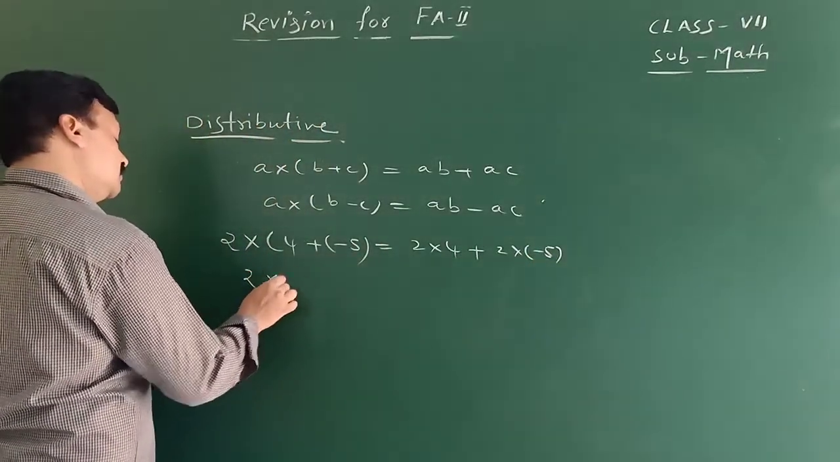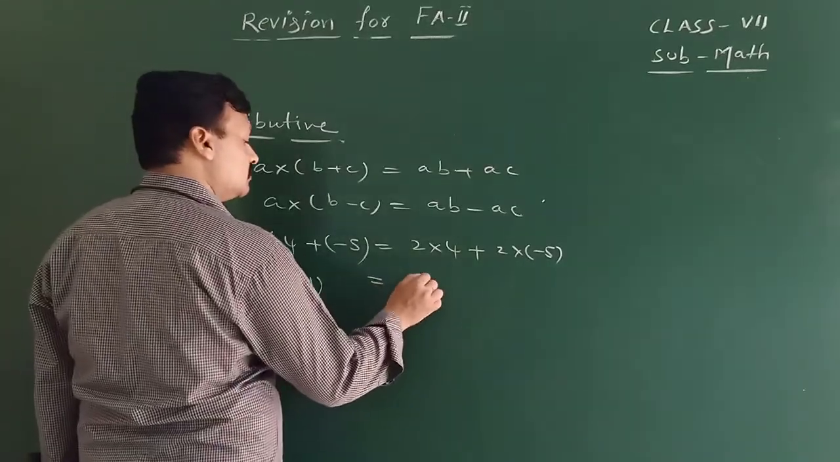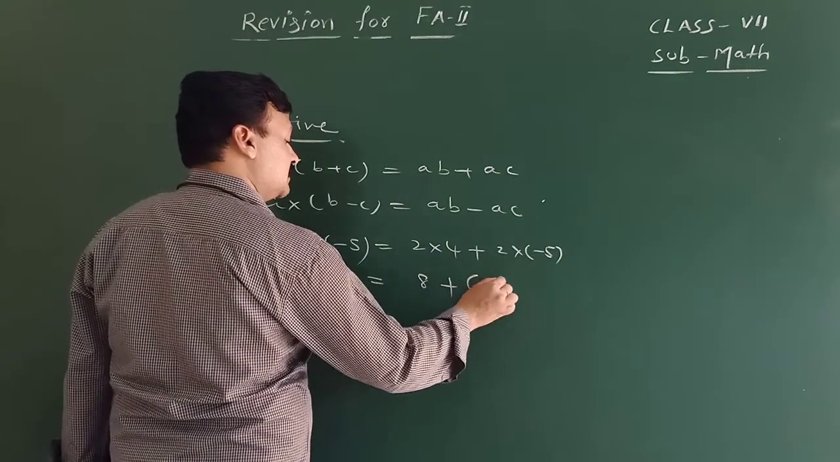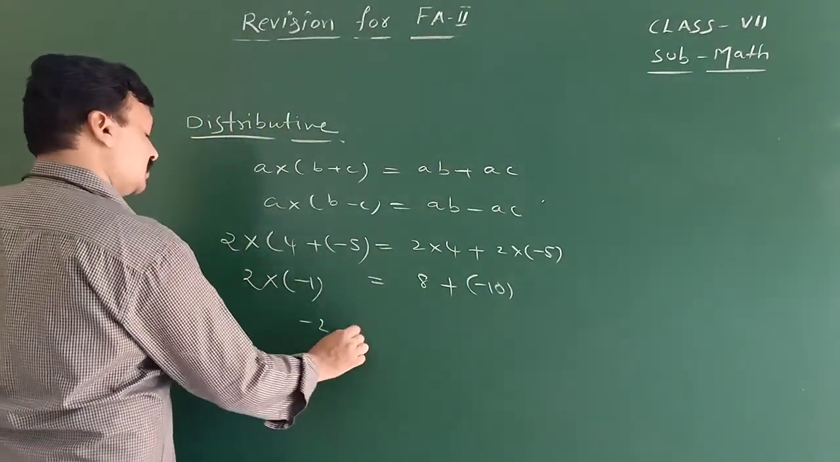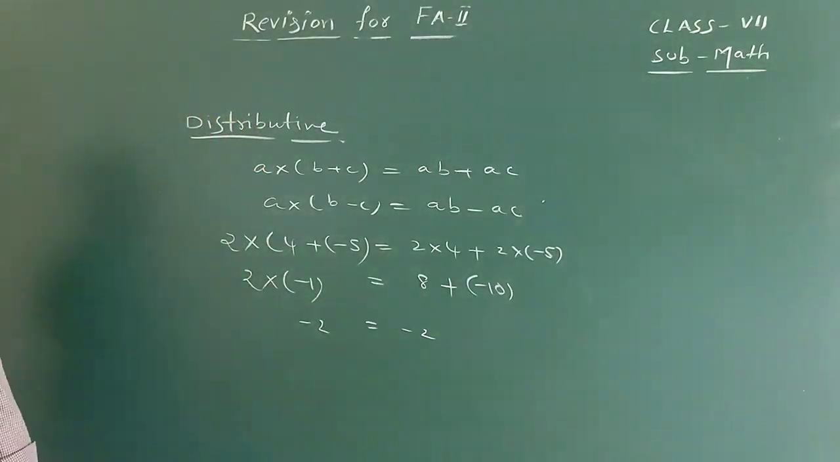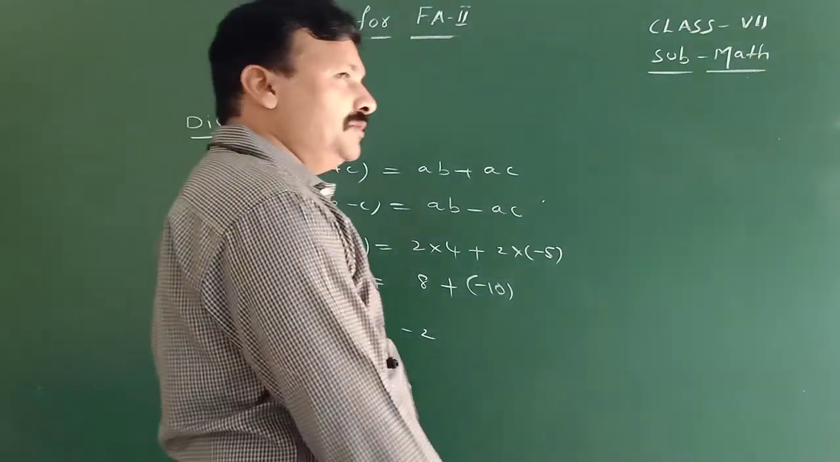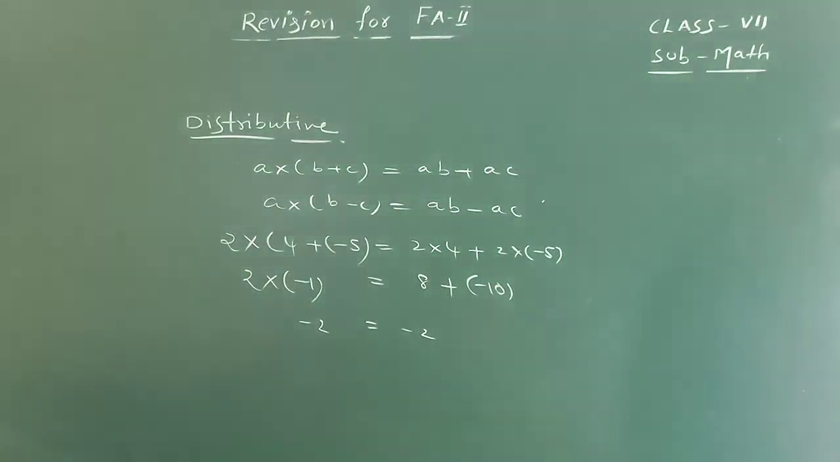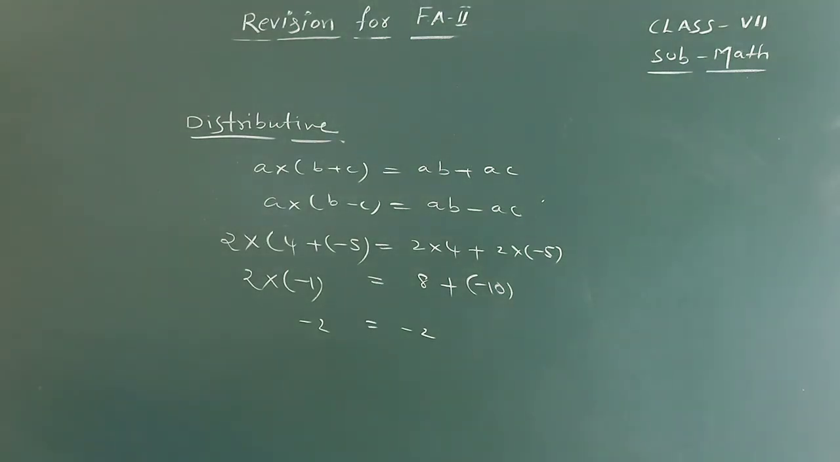Here 2 into 4 equals 8. Here 2 into minus 5 becomes minus 10. Here minus 10 plus 8 becomes minus 2. In this way, we can verify the given distributive result. Distributive property: distributive with respect to multiplication over addition or subtraction holds.